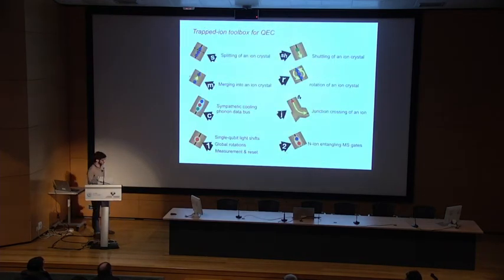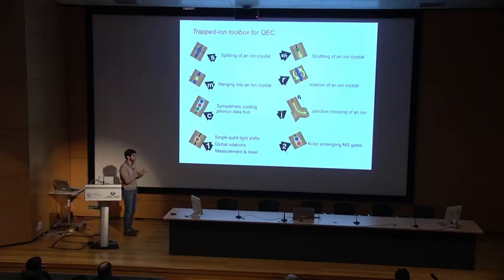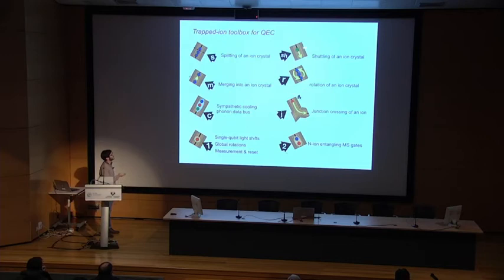So what is the toolbox? The toolbox that we are considering contains all these operations that have been demonstrated one by one in different experiments. So to move ions around, essentially, what we'll need is that at a certain instant of time, we will have a slightly longer crystal, and then we need to split it. This means that we need to play with the electrodes to modify the confining potential, and then split a chain into 2, and then we can shuttle one of these ions to another part of the trap.